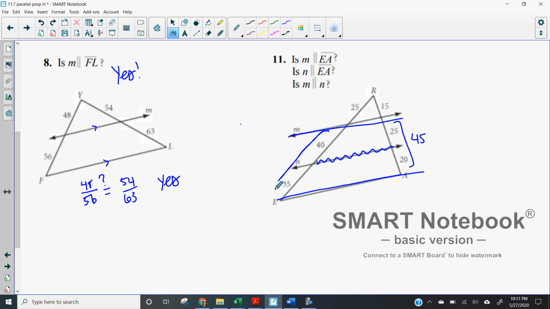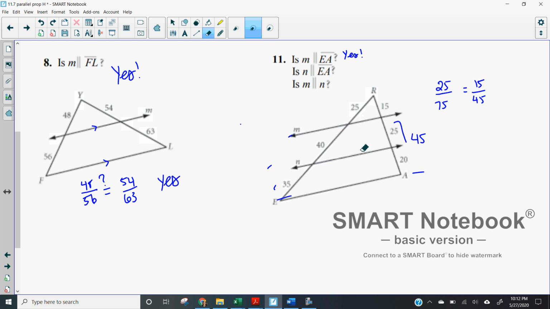So 45 and 75. Okay, to answer that first question, M parallel to EA, put these in here. We want to know, does 25 over 75 equal 15 over 45? If you can tell, those are both a third. So that first question, yes, those two are equal to each other. Okay, let me clear this off now. Let's try the next one.